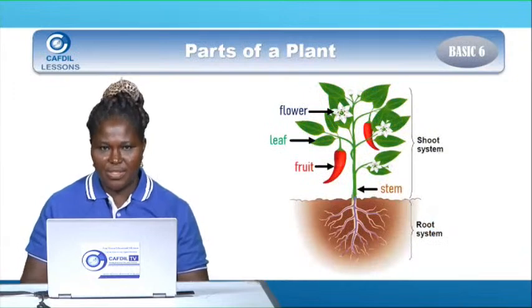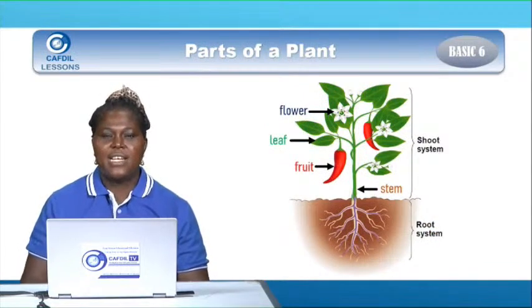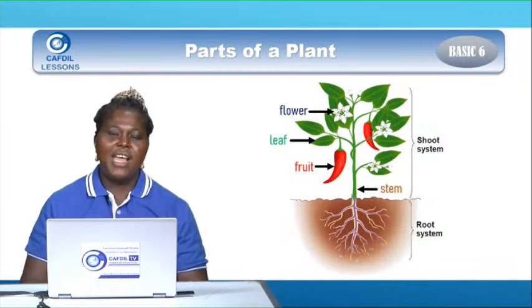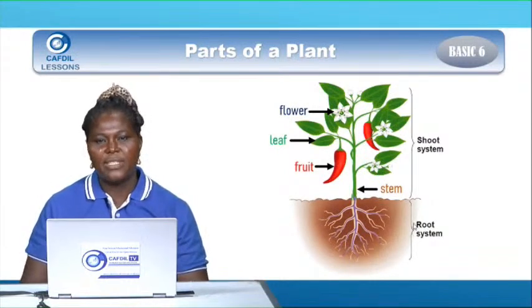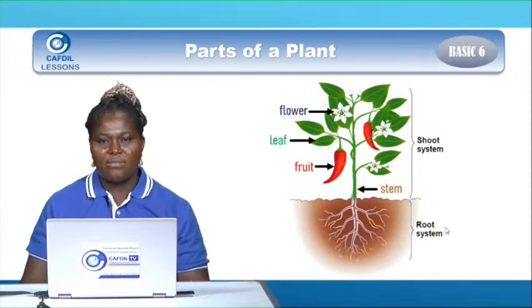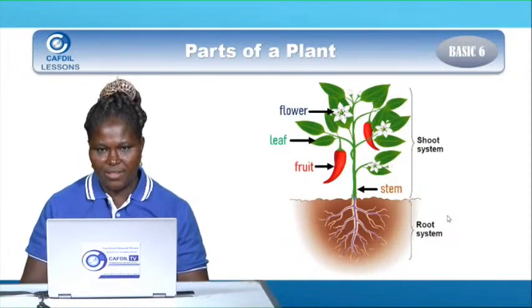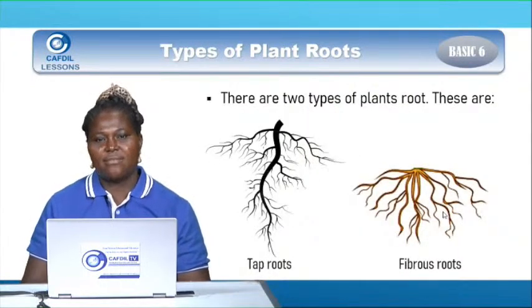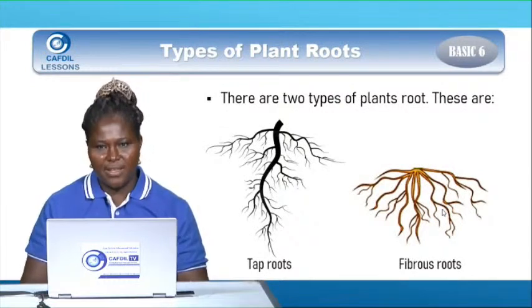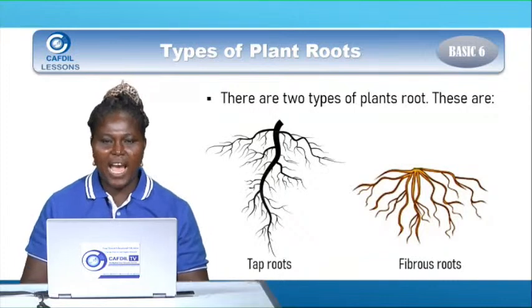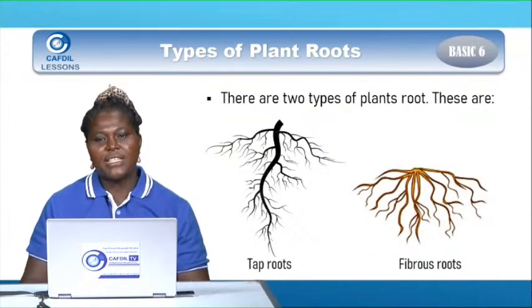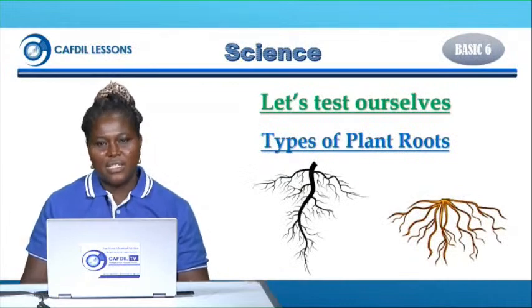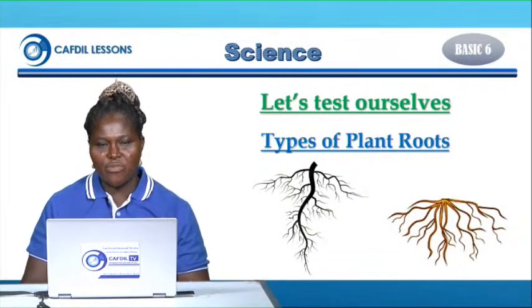Now, we looked at the parts of a plant. The parts of the plant are the flower, the leaves, the fruits, and the stem. And we looked at two types of plant roots. These are tap roots and fibrous roots.